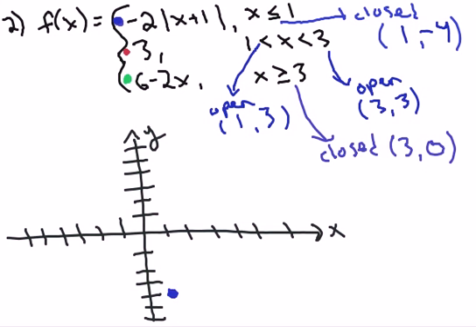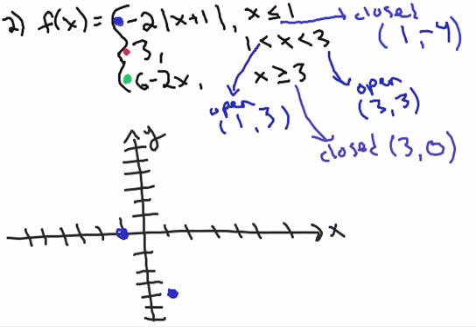I also know that the vertex is at -1. Okay, because if you plug in -1, you get 0, and that's actually going to be the highest point that this graph reaches.